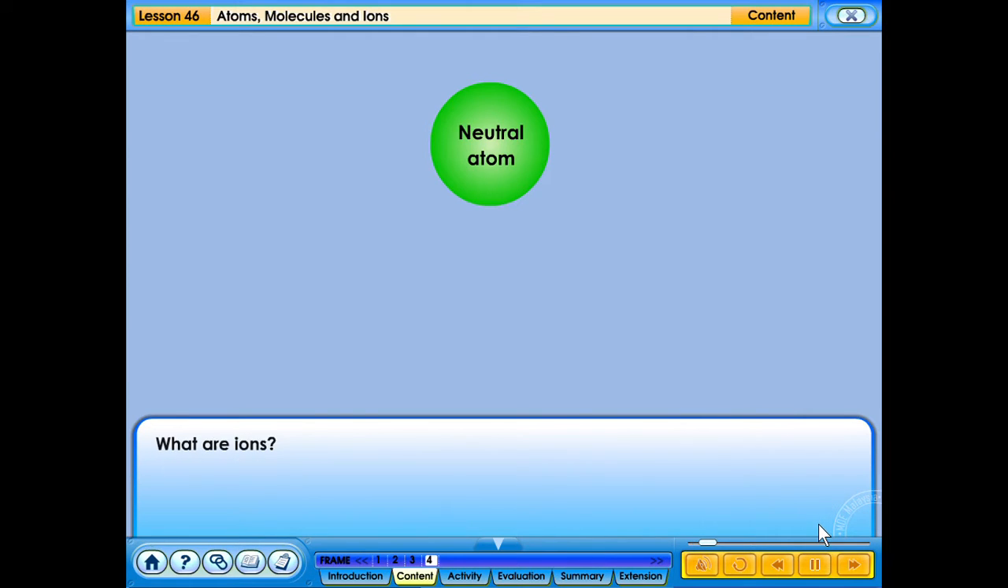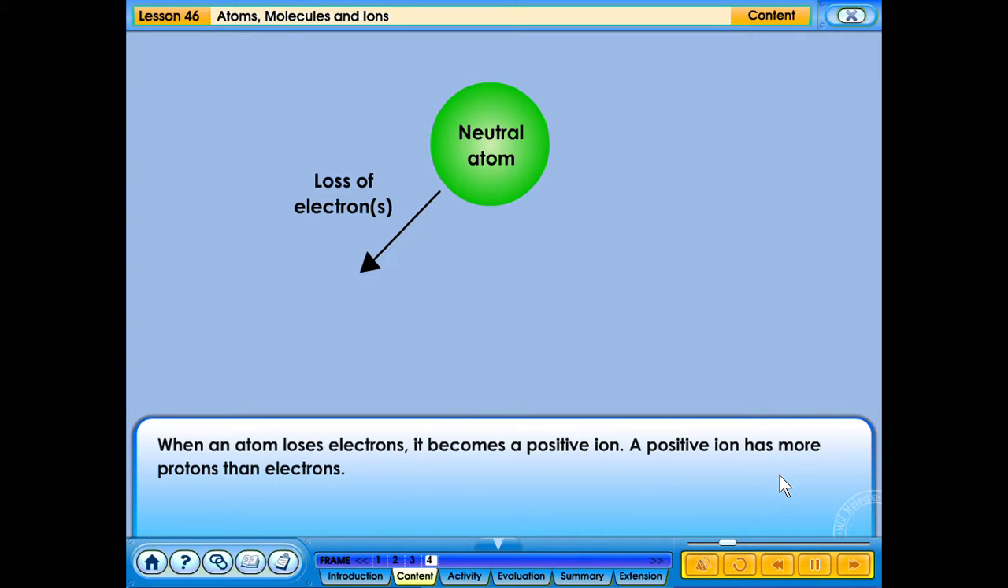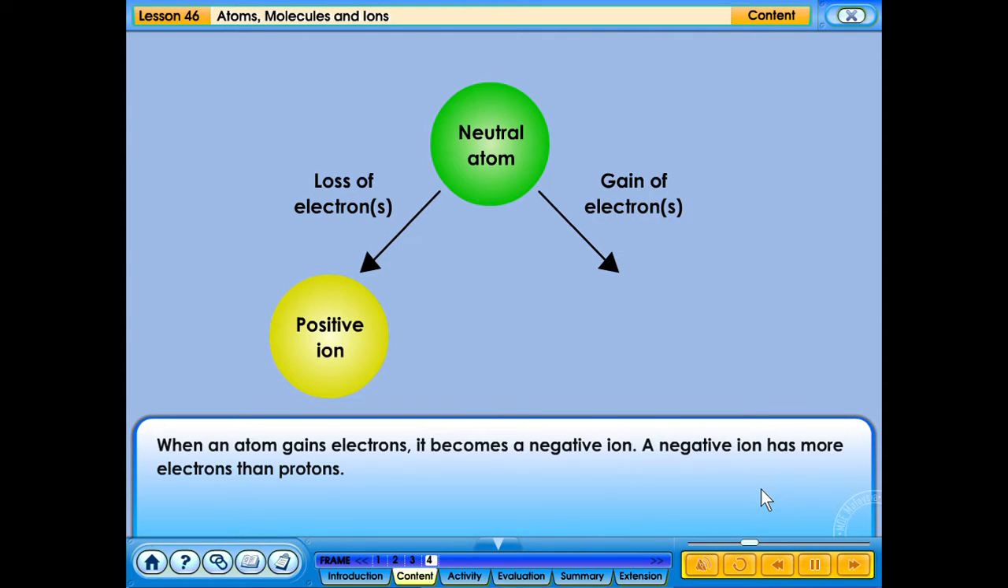What are ions? Ions are charged particles. An atom can be a positive ion or negative ion. When an atom loses electrons, it becomes a positive ion. A positive ion has more protons than electrons. When an atom gains electrons, it becomes a negative ion. A negative ion has more electrons than protons.